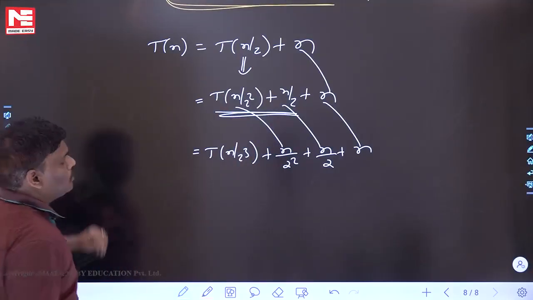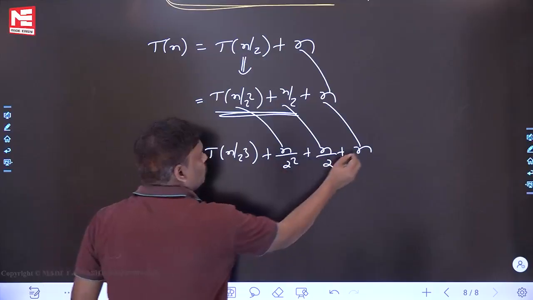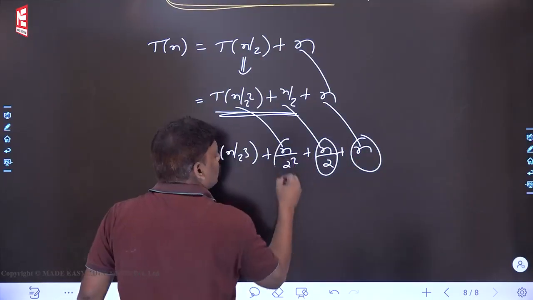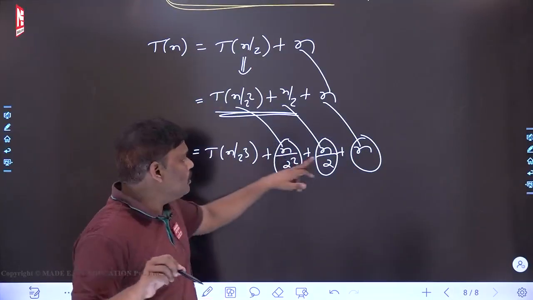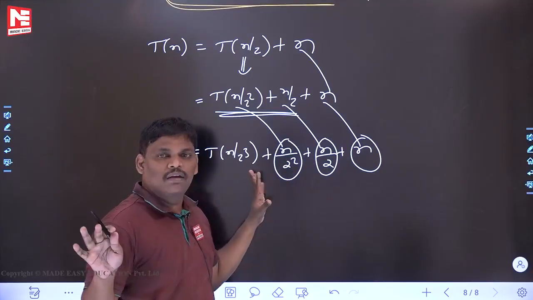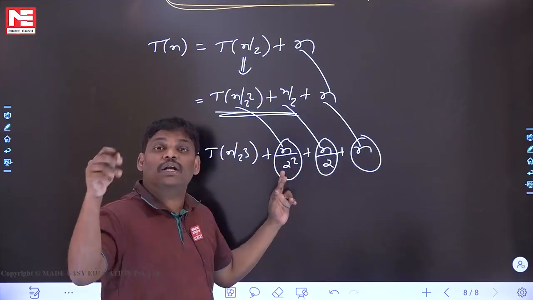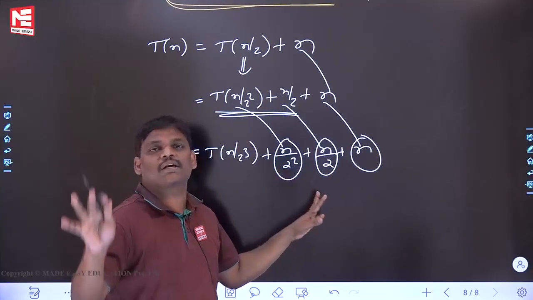So one more thing I want to ask. How many times have you done it? Three times you have done it, and three non-recursive terms came. But did they all come the same or different? Different came, which means a series is coming.